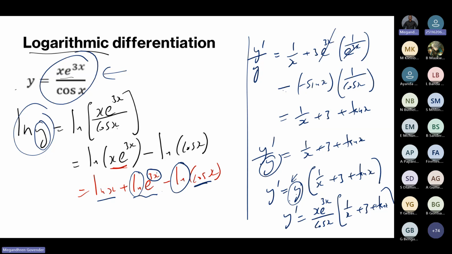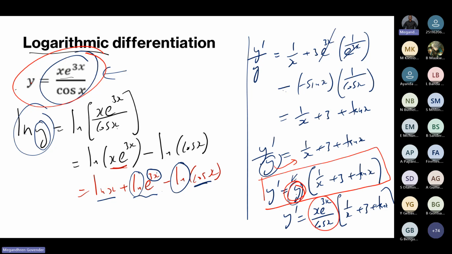But you look at this, Sir, question. Please repeat the last step. Oh, yes. Okay. So are you happy with this part here? Are you happy with how I multiplied the y across to give you this here? Yes. And then we said, well, what is y? Oh, there's y over here. So I replace y with x e to the 3x over cos x, because you want y prime to be in terms of x, not y. Oh, I understand. Thank you.